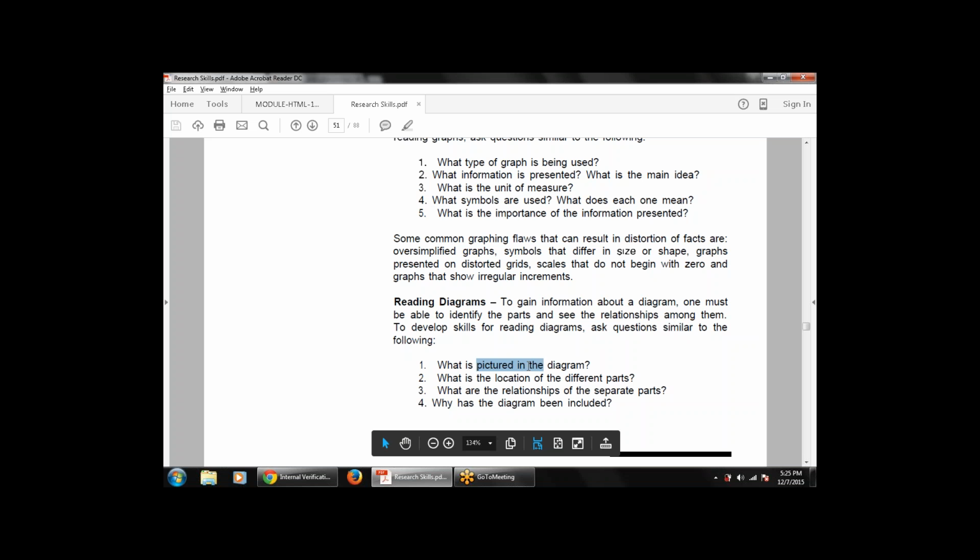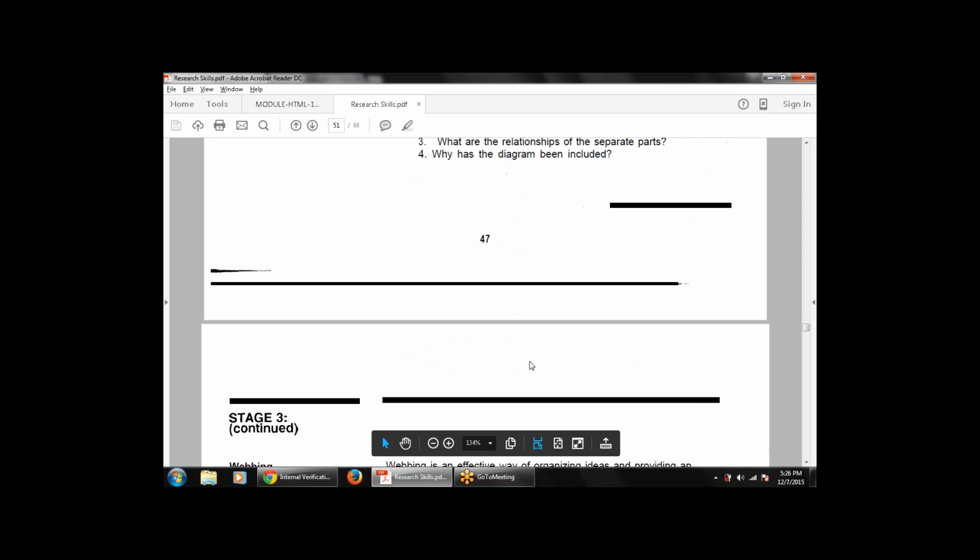What is pictured in the diagram? If the diagram is representing some fact, what your first question is what the diagram depicts. Then what is the location of the different parts, that is how you can represent the different parts of the diagram. Then what are the relationships of the separate parts? If one part is related to another, with the diagram we can easily represent how the different parts are related. Then why has a diagram been included?